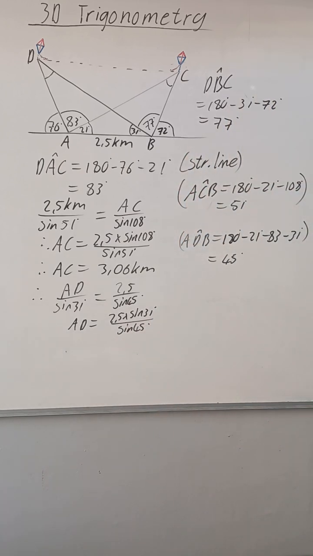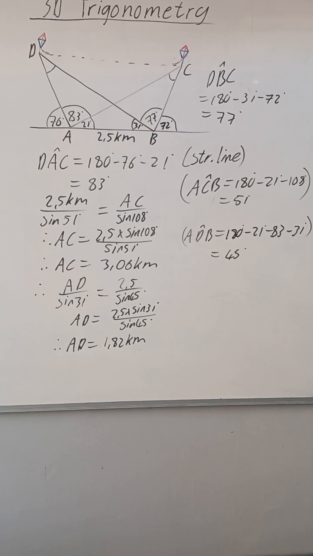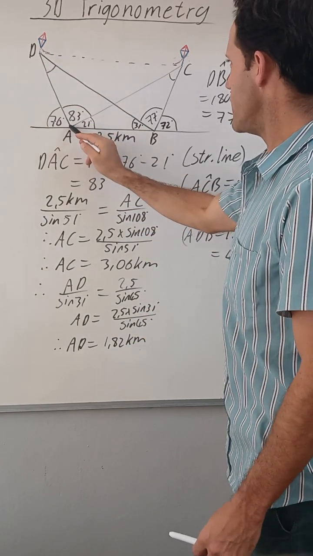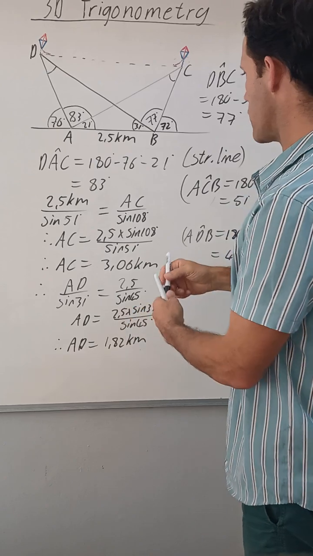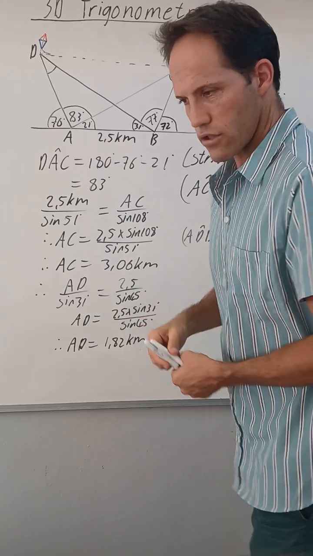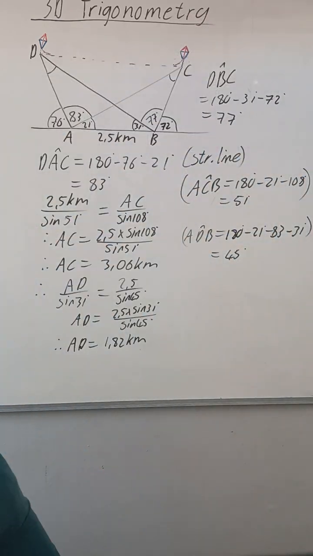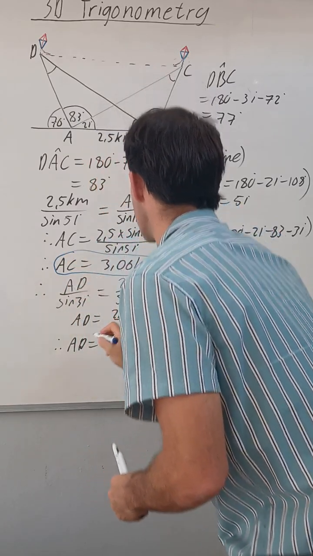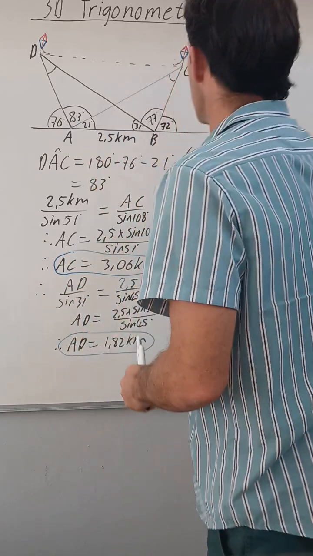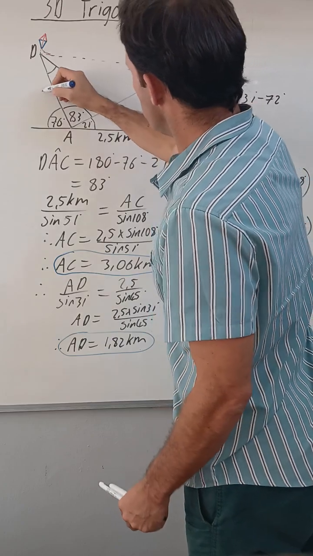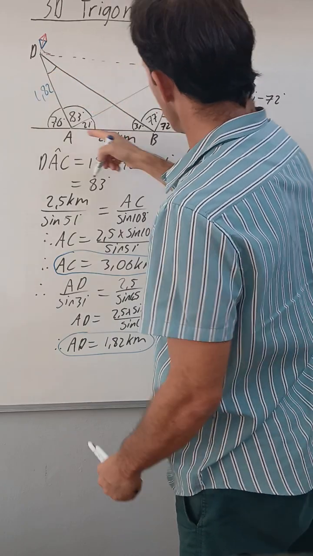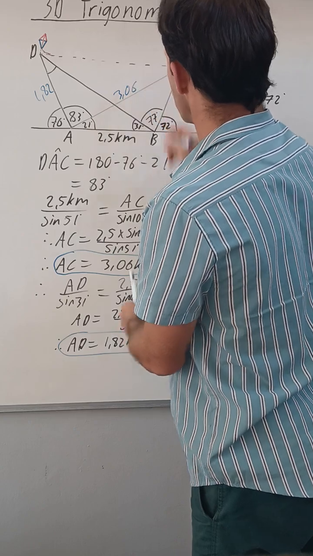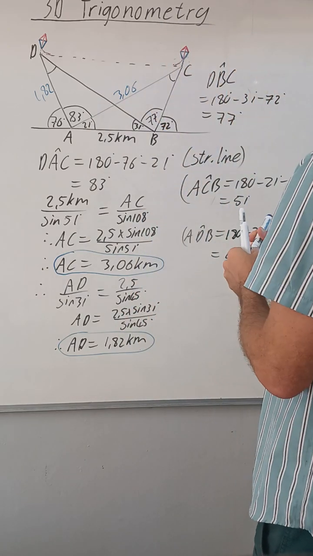So, okay, we get AD is equal to 1.82. So we got AD, okay, and we got AC. So right, if you look at the whole thing now, AC is 3.06, AD is 1.82. Now we can use the cosine rule.